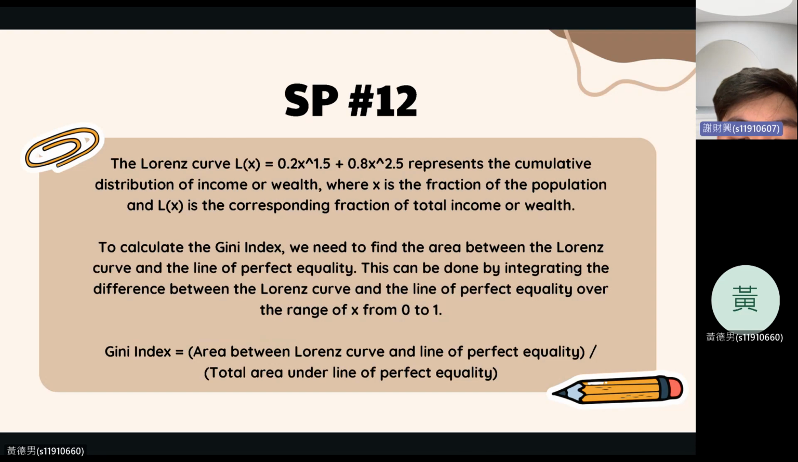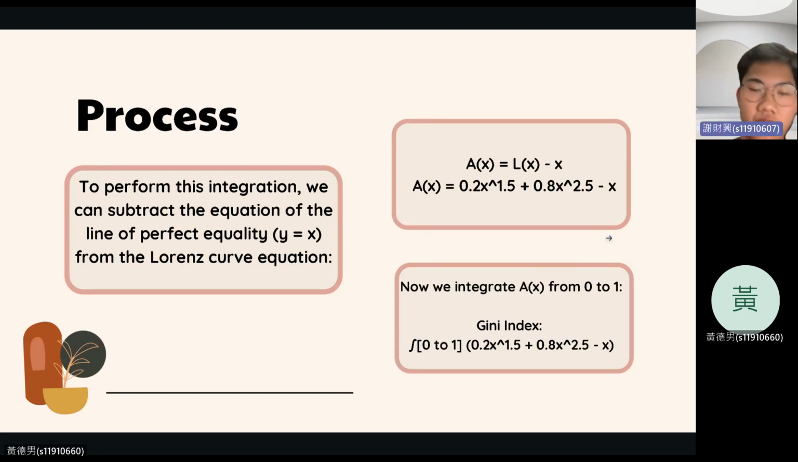And the Gini index equals the area between the Lorenz curve and the line of perfect equality divided by the total area under the line of perfect equality. So for the process, we need to perform this integration. We can subtract the equation of the line of perfect equality, which is y equals x, from the Lorenz curve equation. And we get A(x) equals L(x) minus x. Then we can substitute it: A(x) equals 0.2x to the power of 1.5 plus 0.8x to the power of 2.5 minus x.